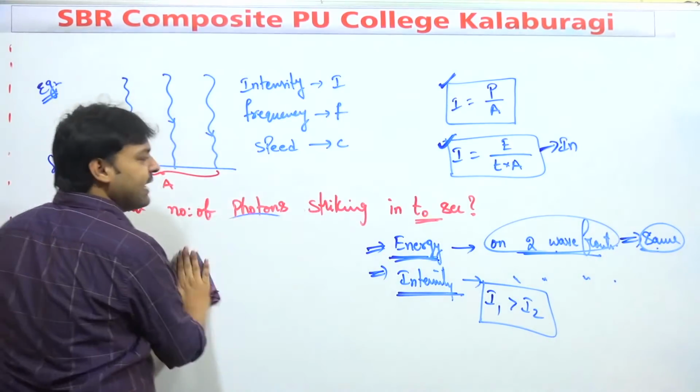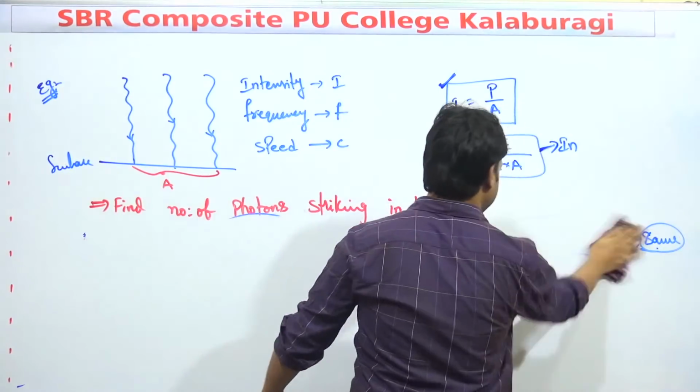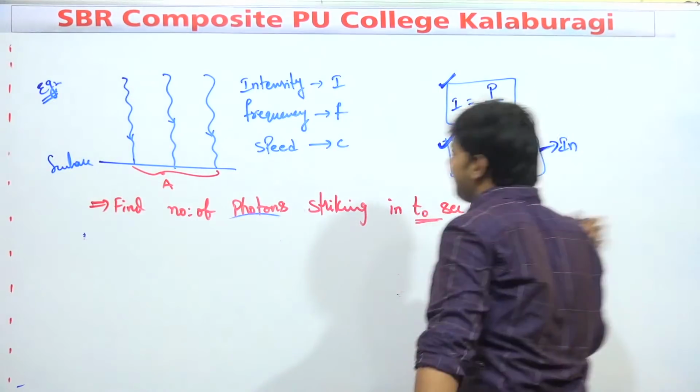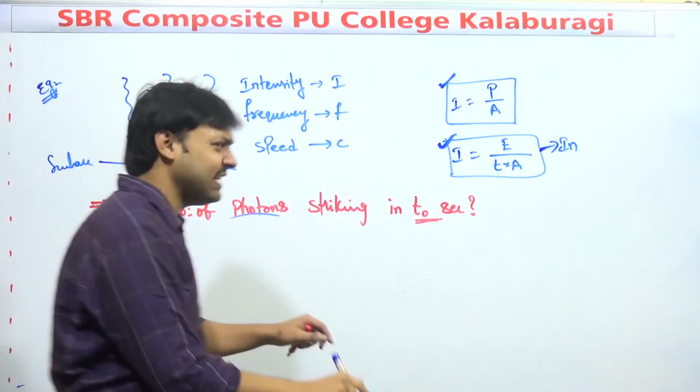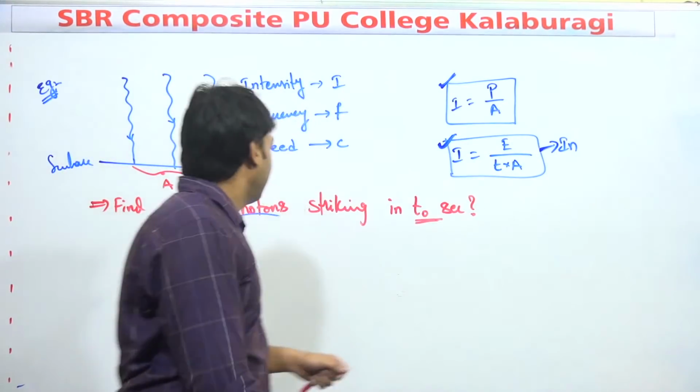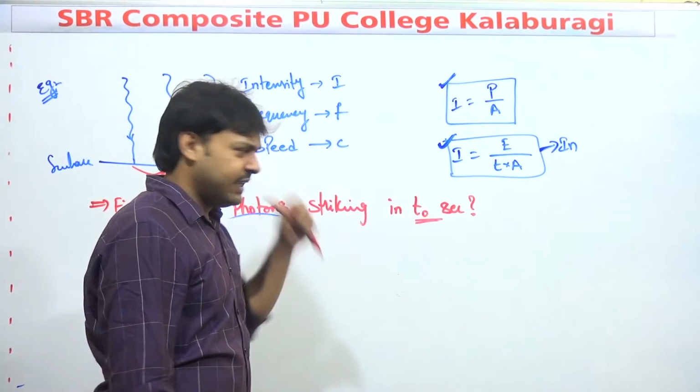So now what to calculate? The number of photons we have to calculate. A very important thing and a very easy thing. Try to understand the point. It is easy. So what to calculate? The number of photons striking in t0 seconds.